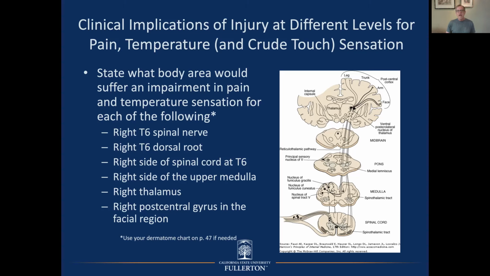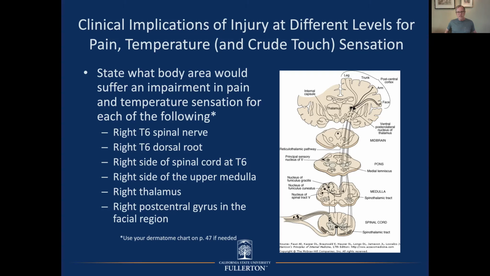All right. So now that you're oriented to the figure, we're going to go back and consider the effects of lesions in different regions, different parts of this pathway that we're looking at. So my first example is, what do you think would happen with a spinal nerve on the right at T6 that has a lesion? What would you lose? You're going to go back and look at the dermatome chart.